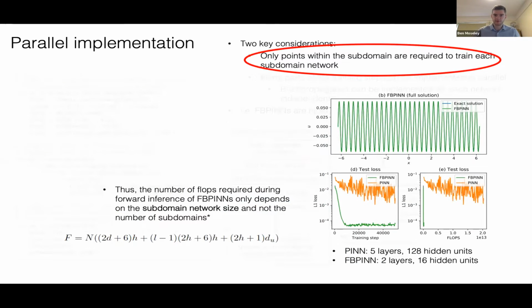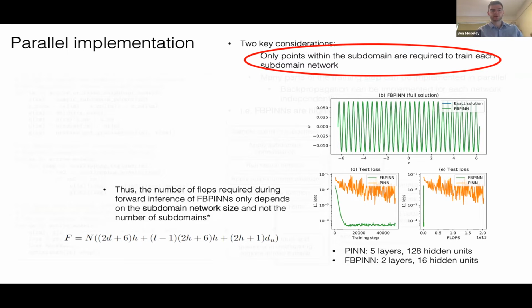So this is the key point, in terms of the flops that are required to train an FBPINN. The first thing is we're only using points within the subdomain to train each of those individual subdomain networks.